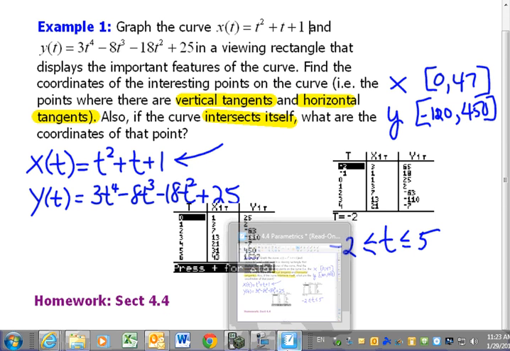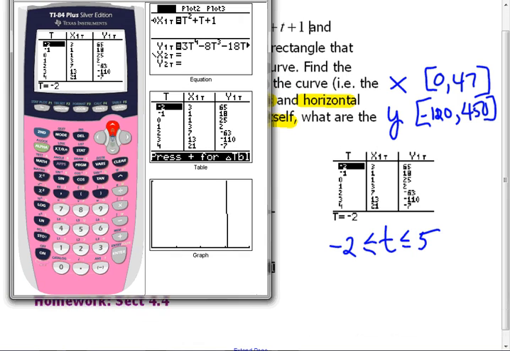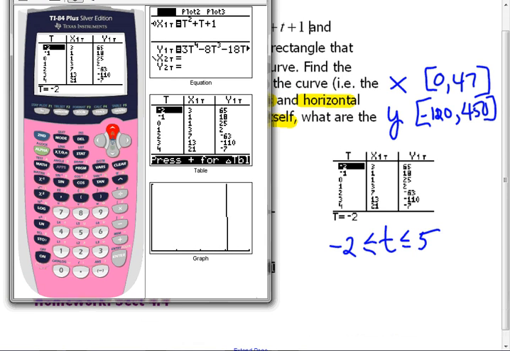I haven't practiced, so I don't know. Now I'm going to move this again. And so my t's are going to go. So I'm going to go to window. And the t-min, I want to be at negative 2. And I go to 5. That happened to be by chance. If you make your step size too small, it will take too long because this actually gives you time.